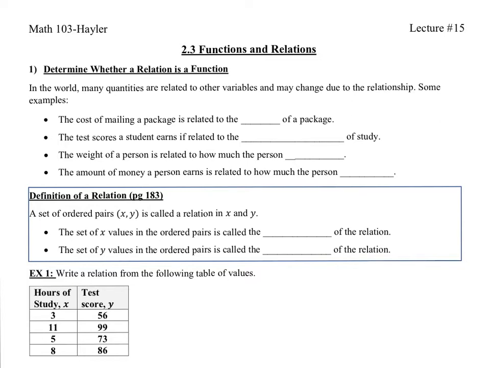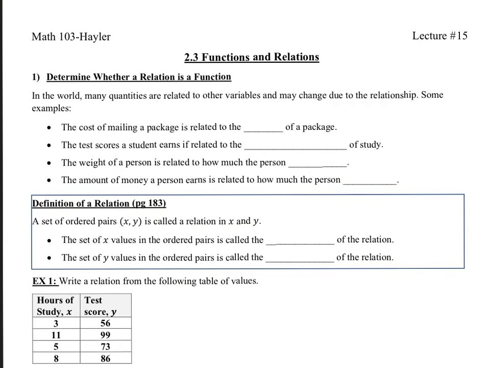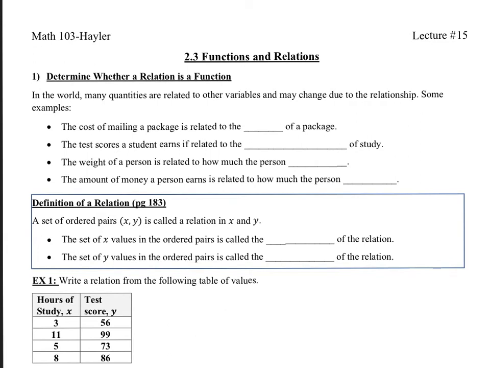It's just a way things relate to one another, hence the name relation. We might be talking about numbers that are related to one another, or different things like that. In the world, many quantities are related to other variables and may change due to the relationship. For some examples, the cost of mailing a package is related to the weight of a package. Or the test scores a student earns is related to the amount of hours of study.